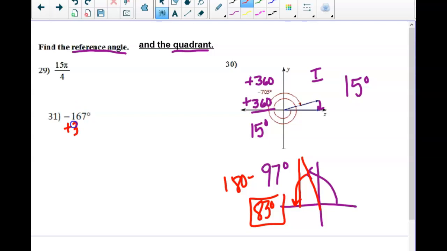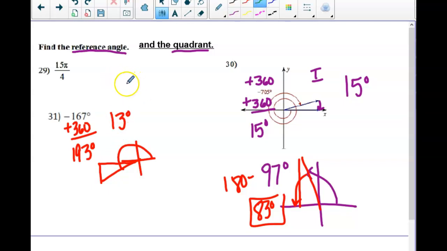Negative 167. If I add 360, somebody really fast, what is it? Okay, so if I add, I'm at 193, because it's the same place. Negative 167 or positive 193 are the same place. What's the angle back to the x-axis here? 13 degrees. Okay. The radian ones you have to answer in radians.